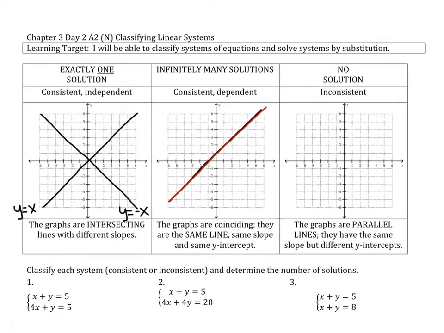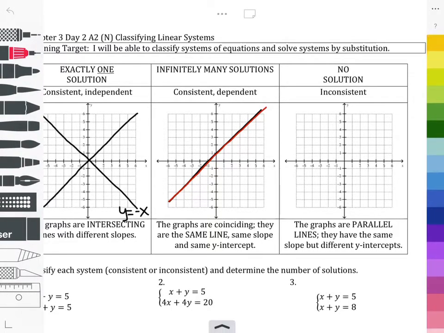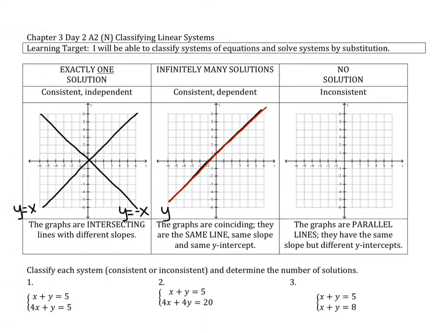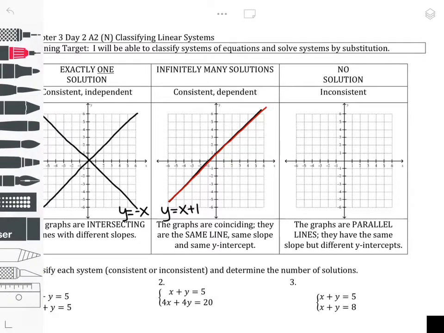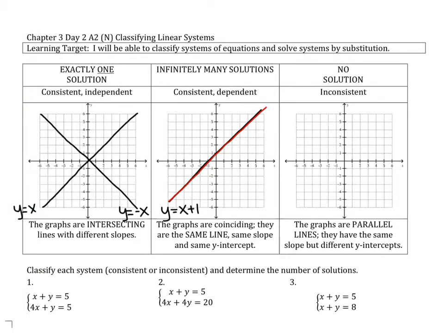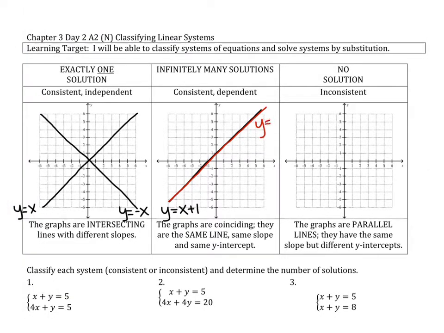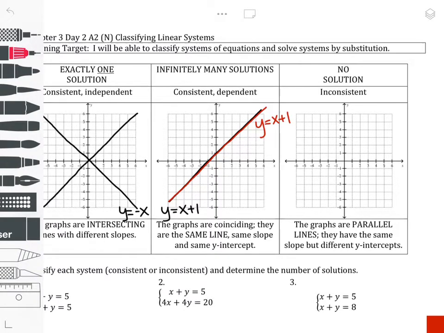So for this one, I have y equals x plus 1. No matter whether you are trying to distinguish the black or the red one, they are exactly the same line, y equals x plus 1. Same slope, same y-intercept, same information for both of them.